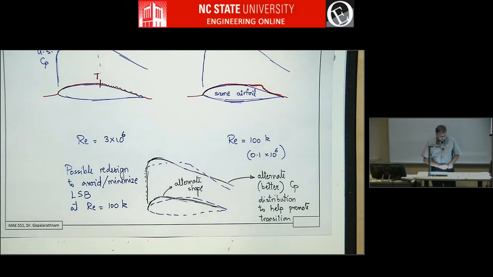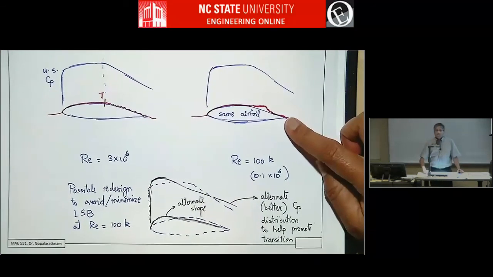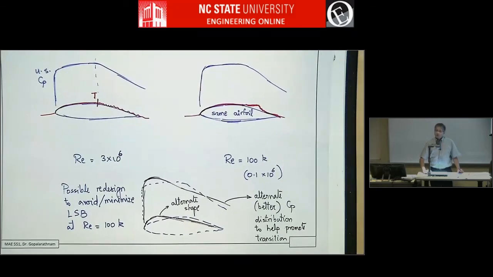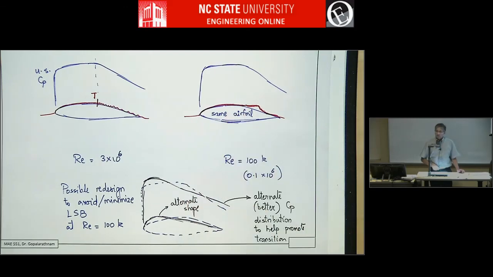The other discussion is, let's take this same airfoil and instead of 100K, let's go to even lower Reynolds numbers, maybe 50K. Will the separation occur at the same place? Okay, so let's take a quick look at that.